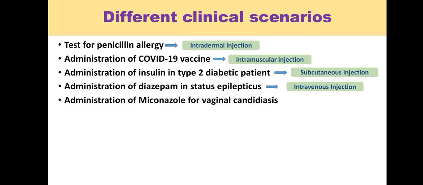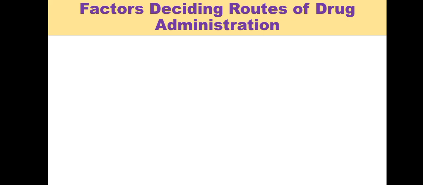And administration of the miconazole for vaginal candidiasis in a pastry. So in short, if we want to summarize the factors which decide the routes of drug administration, there are certain drug-related factors, certain factors related to the condition of the patient, and certain factors related to the disease itself, the severity of the disease. Okay, so first and foremost is the site of the desired action.